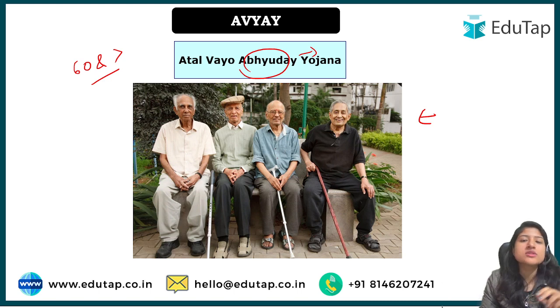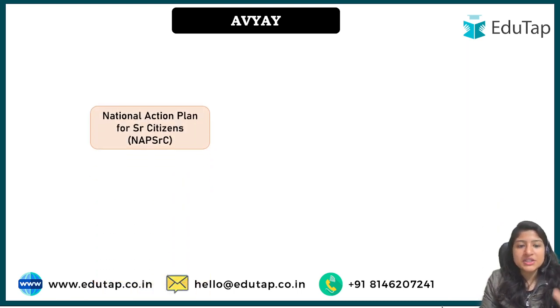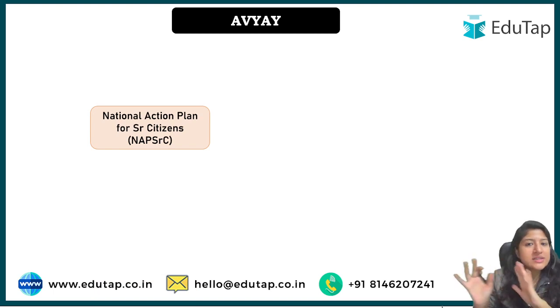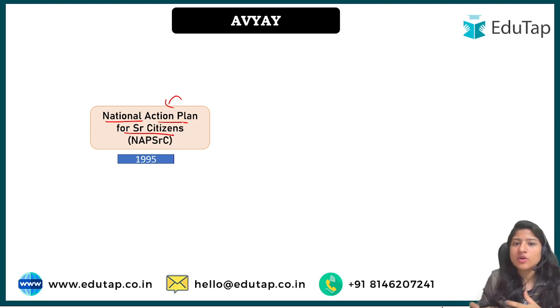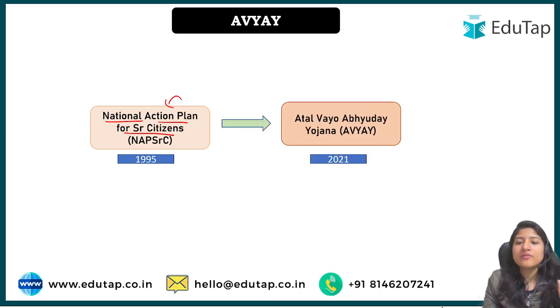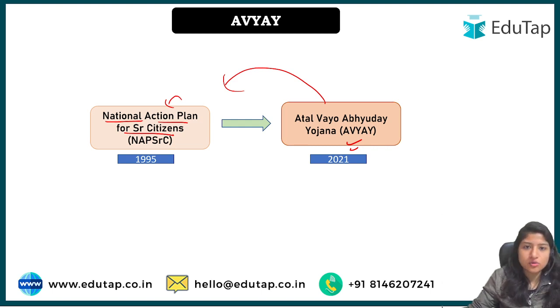Before that, this scheme was known by some other name. Initially, a scheme was launched in 1995, and it was the National Action Plan for Senior Citizens. It touched upon the various difficulties that senior citizens would have to face. Then in 2021, there was some reframing and renaming of this scheme, and it was named Atal Vayo Abhyuday Yojana. I hope there's no confusion in that. It can be asked in your examination what Atal Vayo Abhyuday Yojana was initially known as. In that case you should know it was the National Action Plan for Senior Citizens.